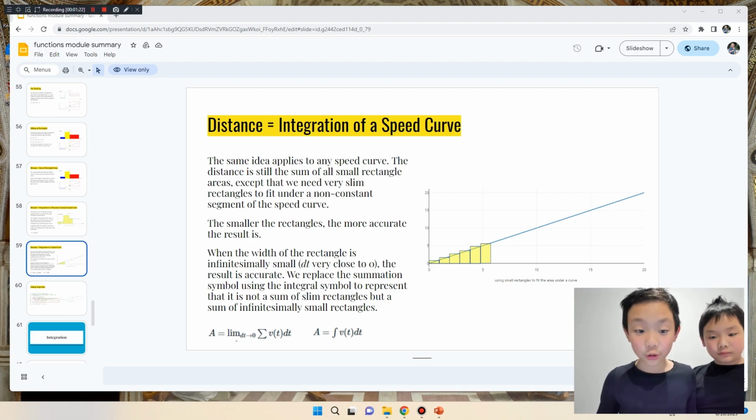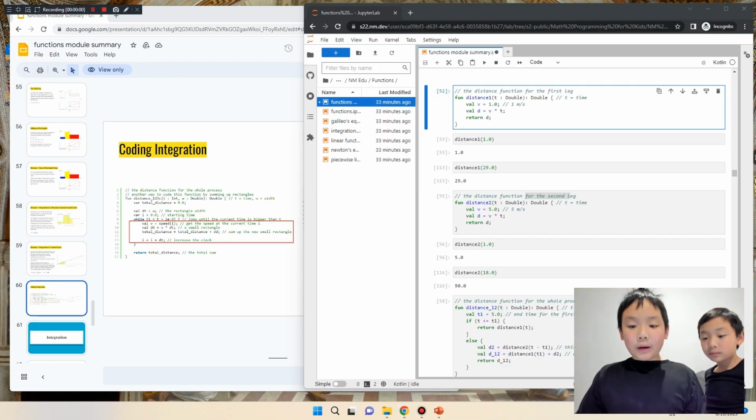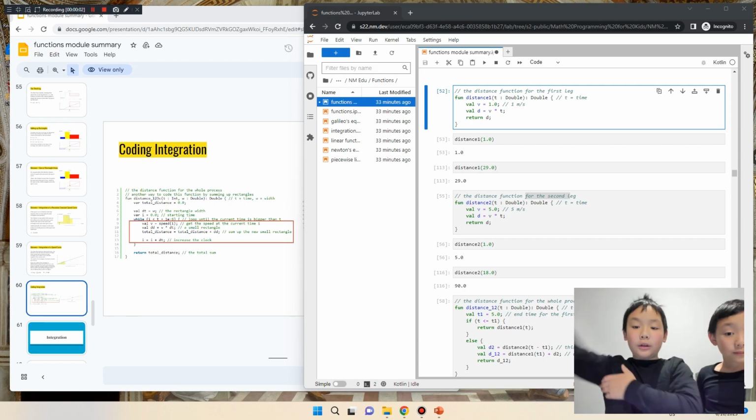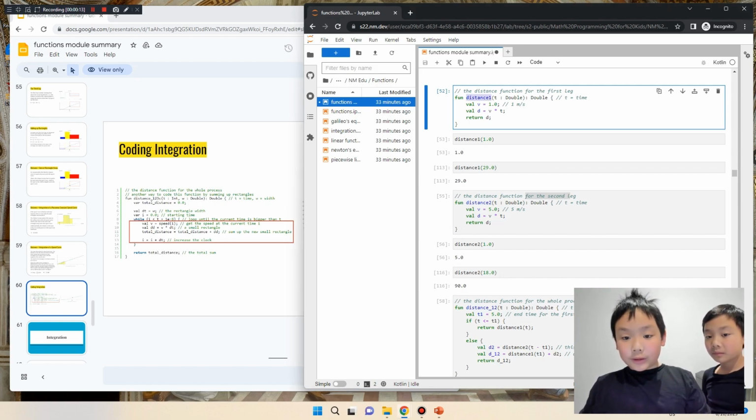So now you know how to do this stuff. Let's get on to coding integration. So now we're going to be doing coding. So the first function here is going to be coding the first leg. So first we do the function distance1, which is just the name of the function. We'll call it distance1 because it's an easy name. So this is basically just the function with the first leg.